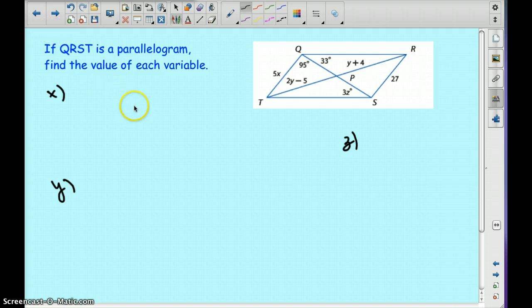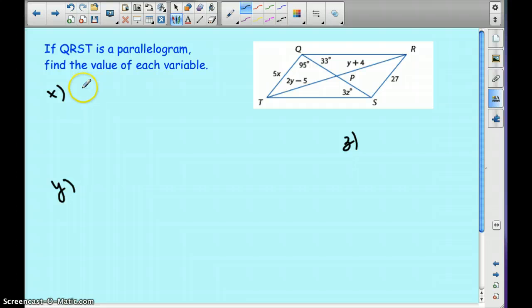All right, so let's solve for x first. 5x is over here and 27 is over here. We can set those equal to each other because we know opposite sides of a parallelogram are congruent. So we have 5x equals 27. Therefore, we know x is going to equal 5.4.